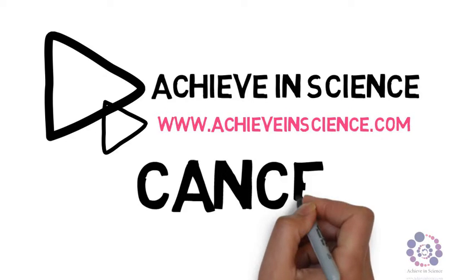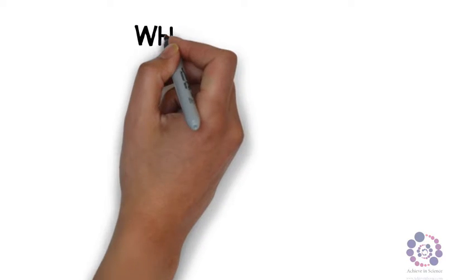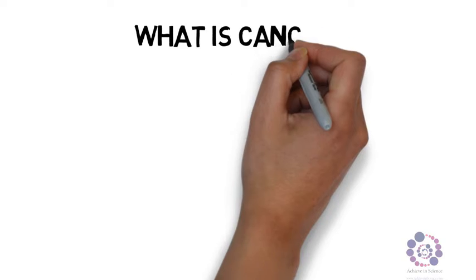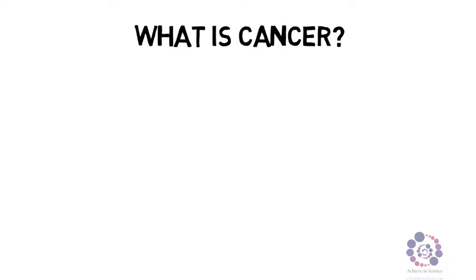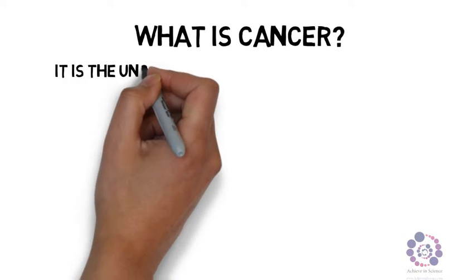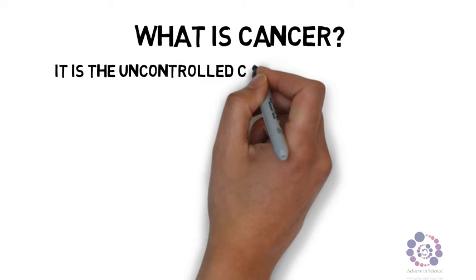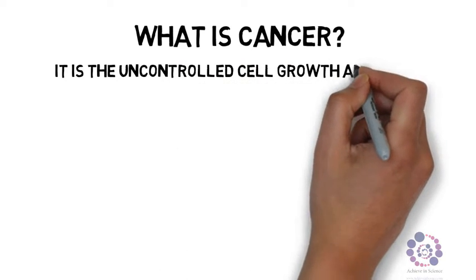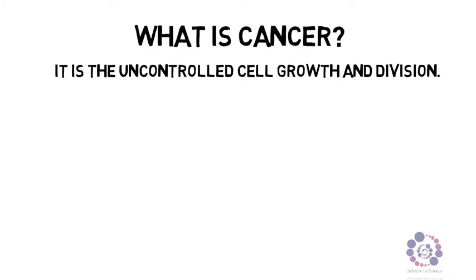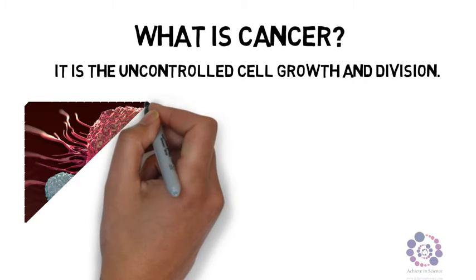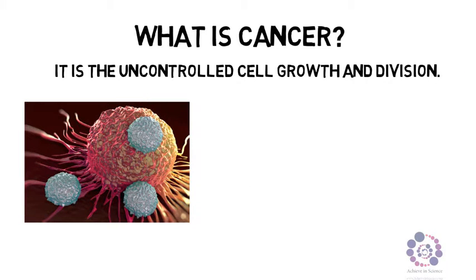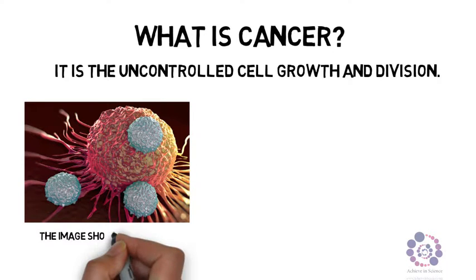This video is all about cancer. First of all, let's have a look at what cancer is. Well, cancer is the uncontrollable cell growth and division. If we look at this picture, it shows you a cancer cell being attacked by our body's immune system, i.e. our white blood cells.